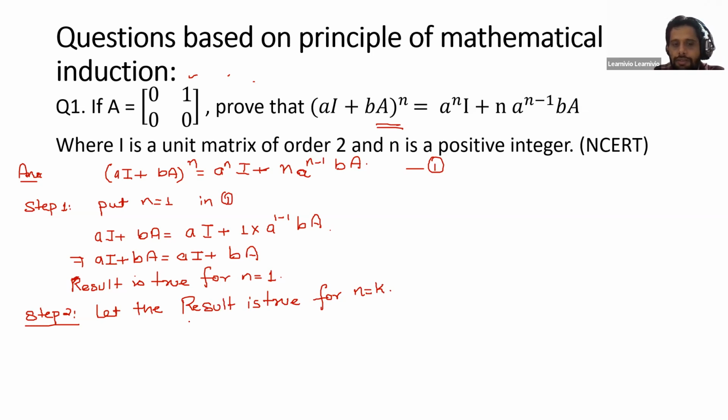We will assume that the result is true for n equal to k. So what does this mean? We will put k in place of n: (AI + BA)^k = A^k I + k A^(k-1) BA. Let the result be true for n equal to k. So in place of n, we have put k. Now in our calculation, we use this result. Okay, now step 3.